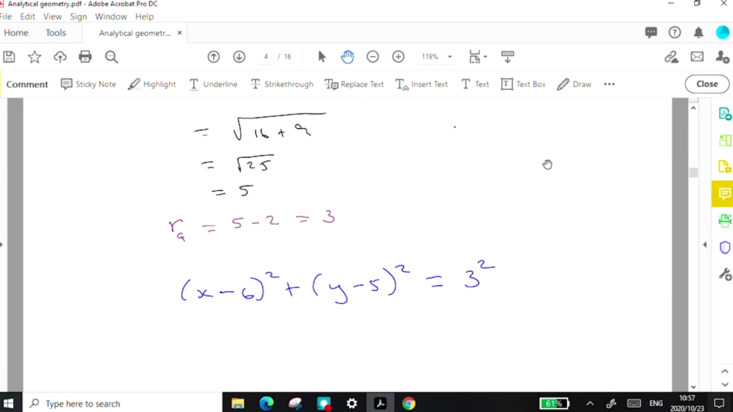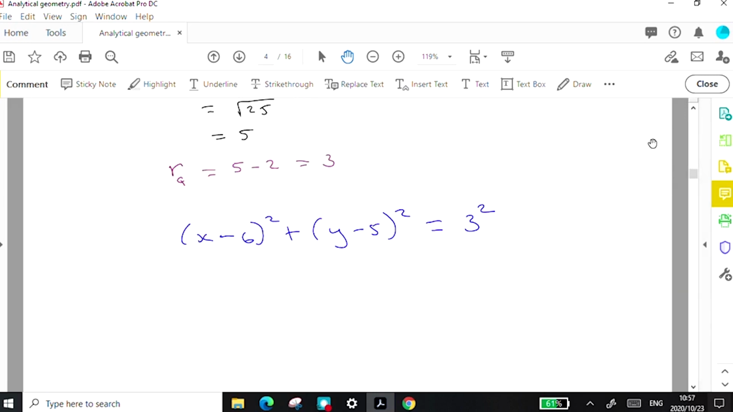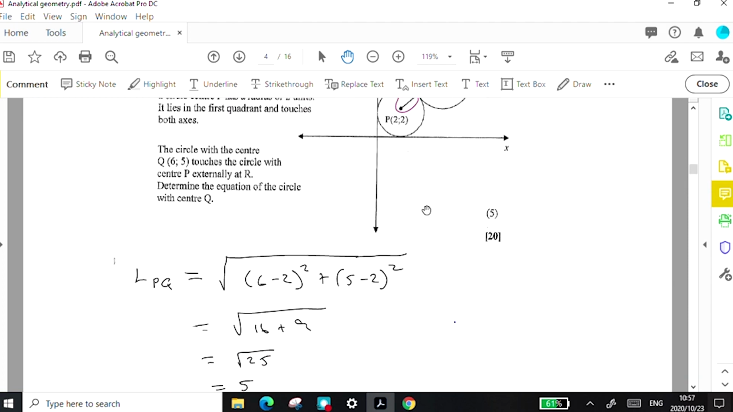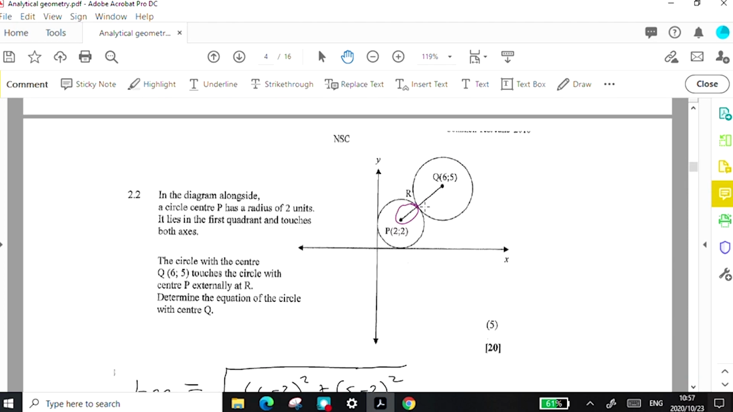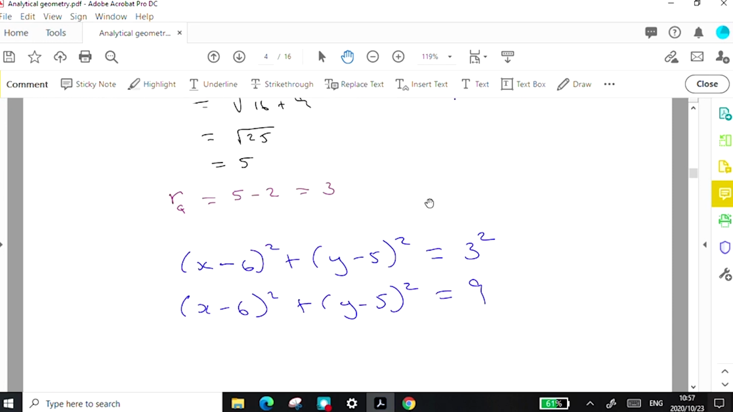Where r is equal to 3. So the equation should be x minus 6 all squared plus y minus 5 all squared is equal to 9. We can leave it in this format unless otherwise stated.